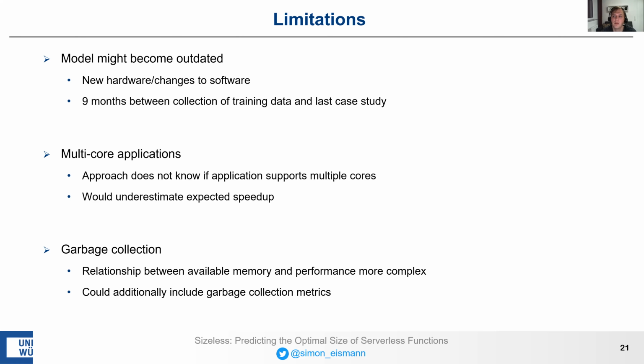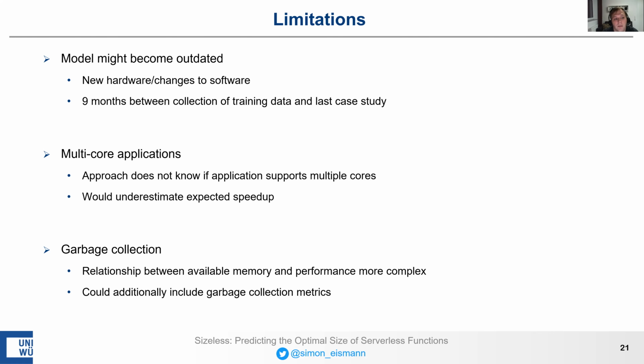There are some limitations to our approach. One is that the model that we've trained might become outdated. This can happen because the cloud provider, in our case AWS, introduces new hardware or changes to their underlying software. What we can report here is that there have been 9 months between the collection of our training data and the last case study, and we could not observe any degradation in the prediction quality so far.